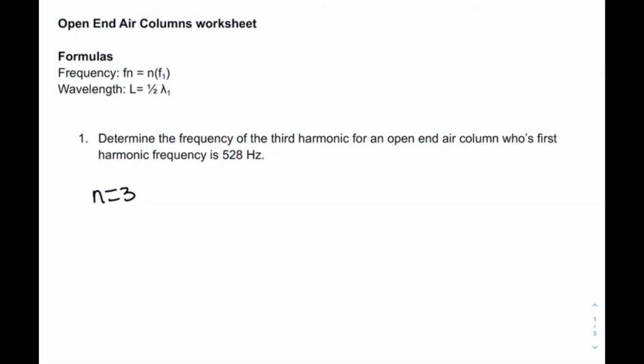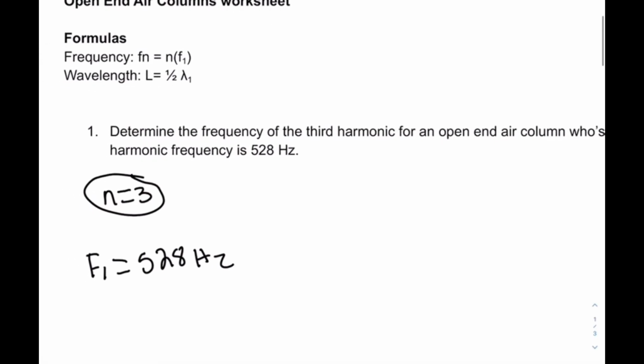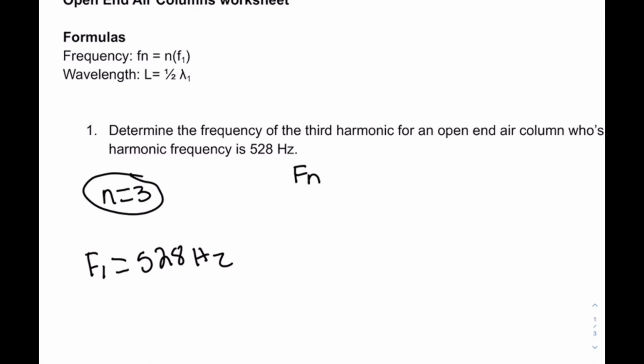Determine the frequency of the third harmonic for an open-end air column whose first harmonic frequency is 528 Hz. So first you're finding the third harmonic, which would be n equals 3. n stands for whichever harmonic you're finding. And then it gives you the first harmonic, which would be 528, so F1 equals 528 Hertz. And then the formula you're going to be using is the frequency formula, which would be Fn equals n times F1.